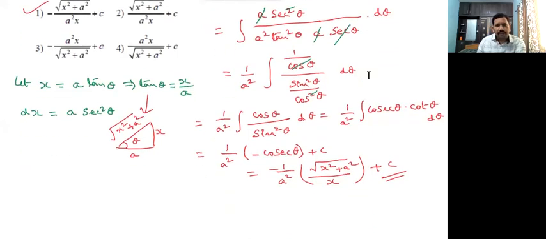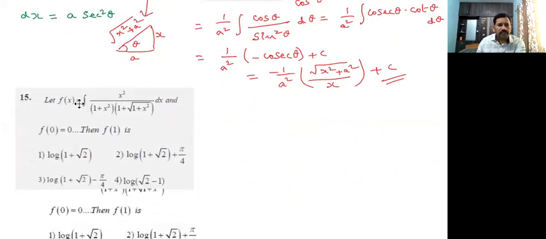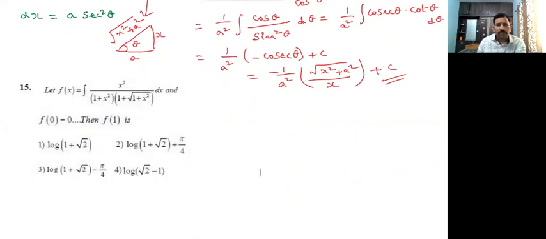Students, now I am going to the 15th problem. See the question. How to do this? Let f of x is equal to integration x squared by 1 plus x squared into 1 plus under root 1 plus x squared dx. Those terms we can rationalize. Then what happens? See, only one chance we have now.